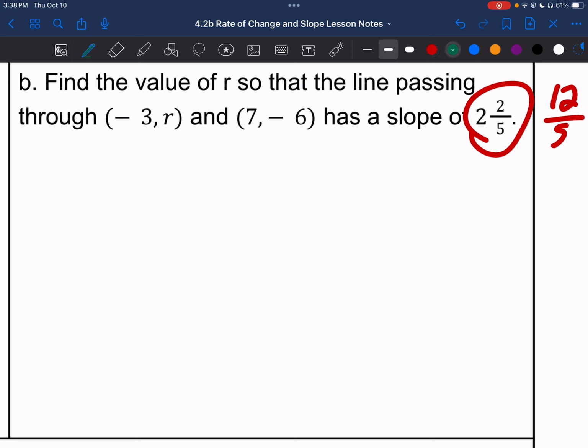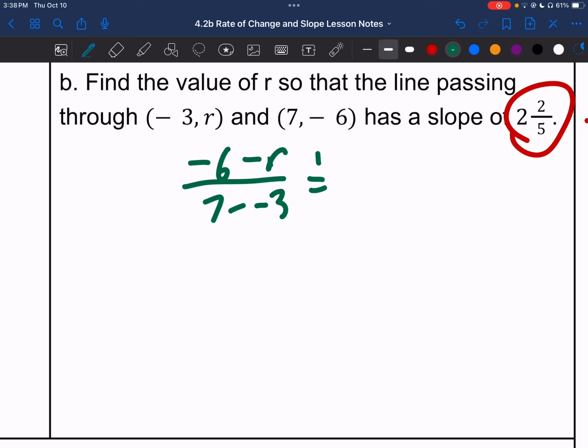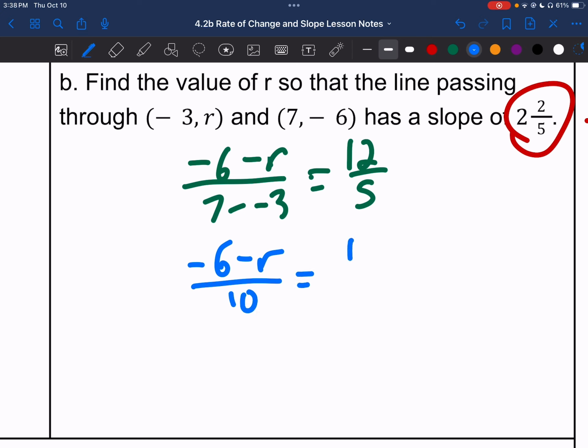So now we need to set up our subtraction. -6 minus r over 7 minus -3 is equal to 12/5. My first step is going to be to do the subtraction in the denominator. So I have -6 minus r over 10 is equal to 12/5.